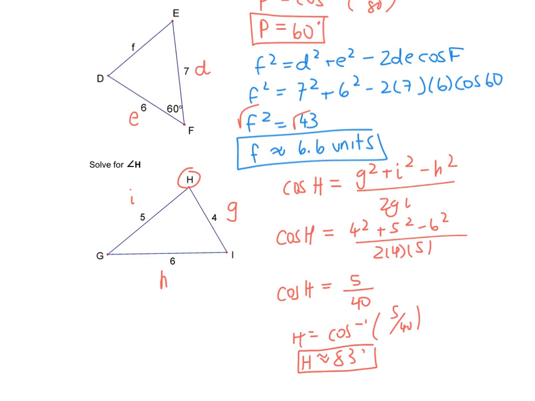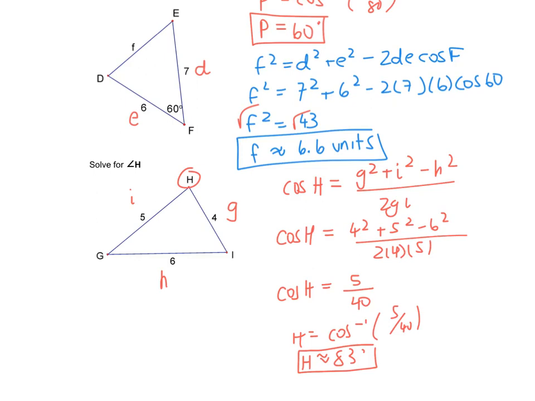All right, so when you set up your cos H formula, you should have had g squared plus I squared for the other two sides, minus h squared. That's super important that it's h squared at the end, and then all over 2 times g times I. So here it is when you plug everything in. If you simplify the numerator and denominator separately, you should get 5 over 40 or 1 over 8. It's the same thing. Then take the cos inverse of your fraction and you should get 83 degrees.